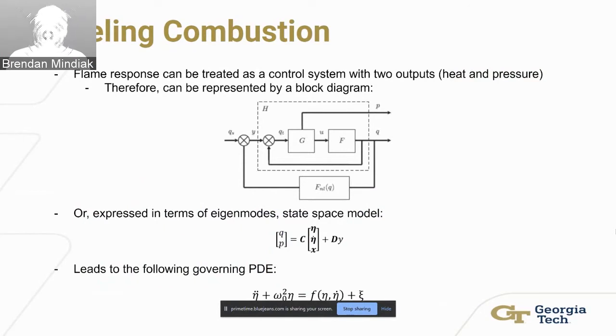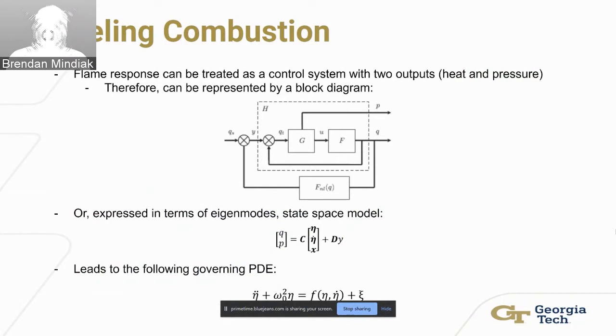So in order to be able to model these instabilities, we first have to model the combustion. We can treat the flame response as a control system with two outputs, the heat and pressure. And with all control systems, we can use a block diagram to model it, as you see in this image. That's in the time domain. If we take it and put it in the frequency domain, we can produce this state space model, which shows the heat and pressure as functions of the eigenmodes of the thermoacoustic instabilities. And you can take that state space model and break it down into a PDE, which is our governing PDE for the response and the thermoacoustic instabilities.